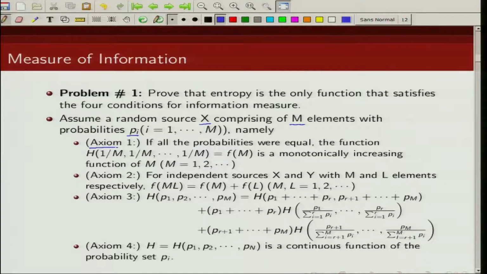So axiom 1 says if all the probabilities are equal, then the entropy function or measure of information should be a monotonically increasing function of m. The second axiom says for 2 independent sources x and y, where x has m elements and y has l elements, then the information measure f of ml should be of the form f of m plus f of l.